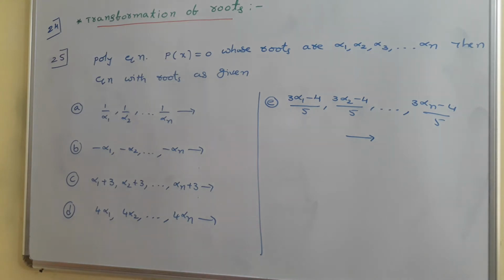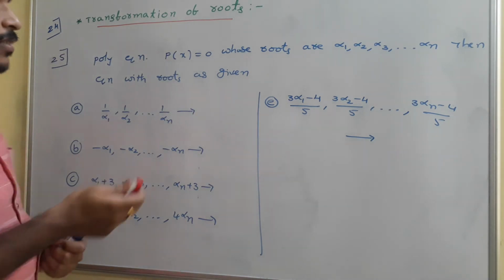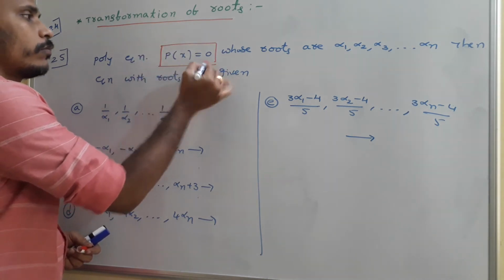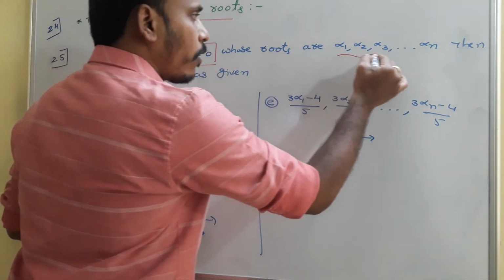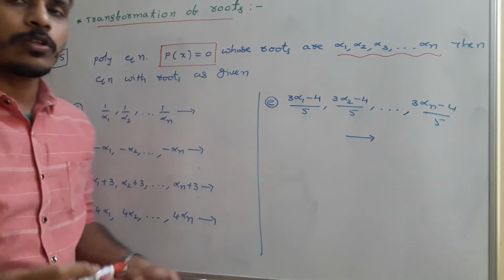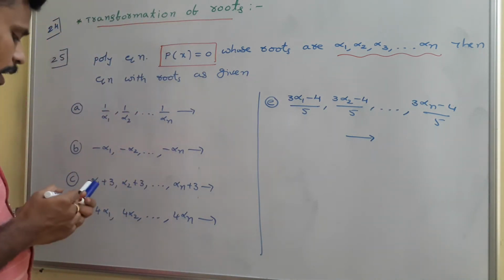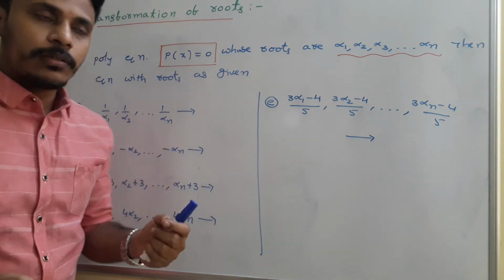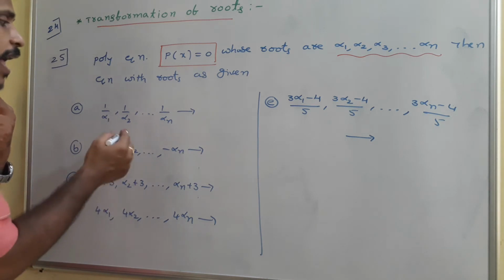Just have a look. Now I am trying to generalize the situation. I have a polynomial p of x equals 0 whose roots are alpha 1, alpha 2, alpha 3 and so on up to alpha n. So n roots, maybe the polynomial is of nth degree. And our target is to find the equation whose roots are as given.